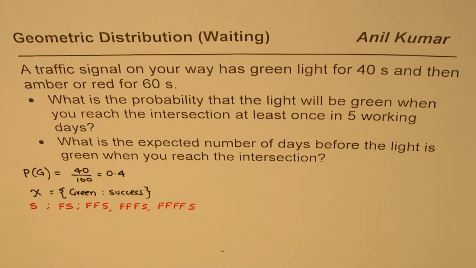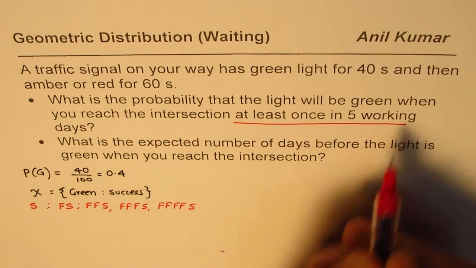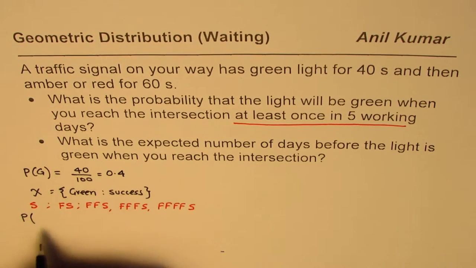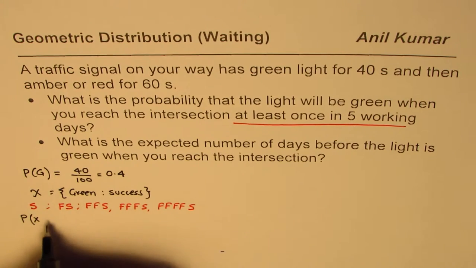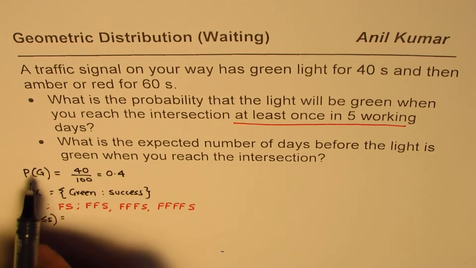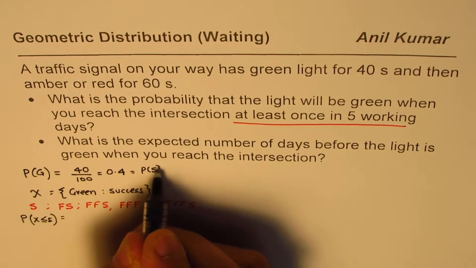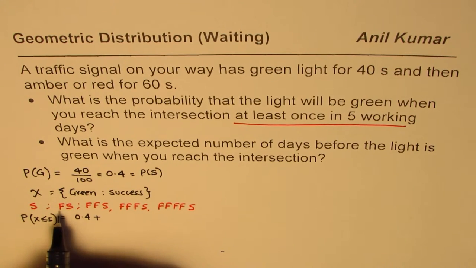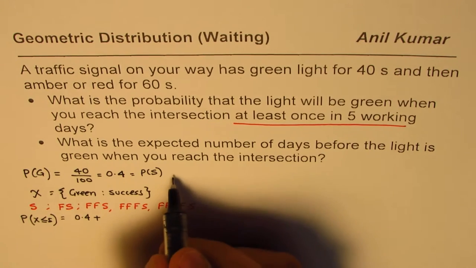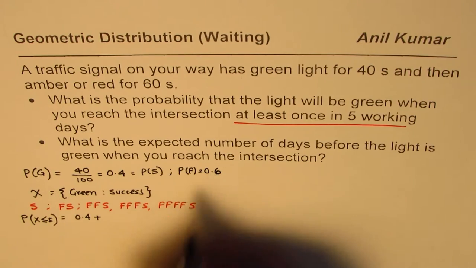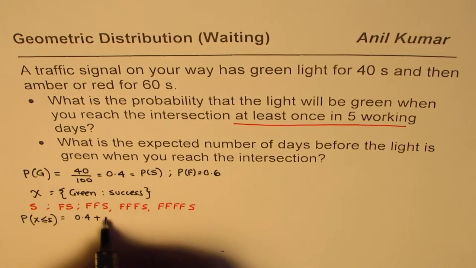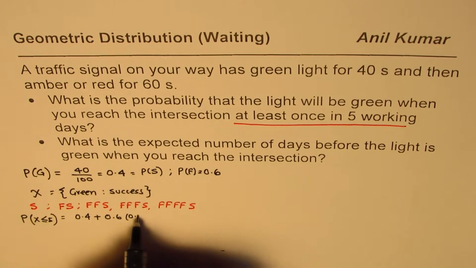When we say at least once in 5 working days, that means we have to add them all, correct? So the probabilities will be the sum of these. So at least once, where capital X is less than or equal to 5, right? If you get success on the first day, probability for success, that is green, is 0.4. Plus, if you get it on the second day, probability for failure is 0.6, 1 minus 0.4. So one failure and a success means it is 0.6 times 0.4, right?